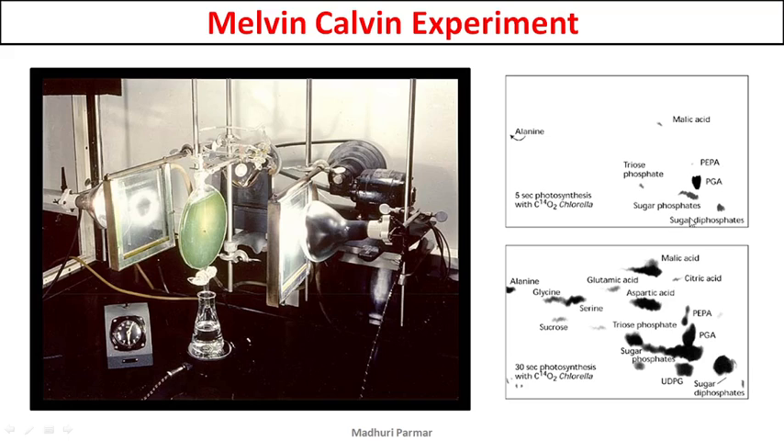As you can see, after 5 seconds, there is somewhat PGA, some sugar phosphates, some sugar diphosphates, some other small molecules also synthesized. After 30 seconds, you can see a lot of PGA is synthesized, right? Because it is showing you the darkest patch. So the more radioactivity is present where? It is present at PGA. So let us see how the whole process is happening, and this was the Kelvin experiment.